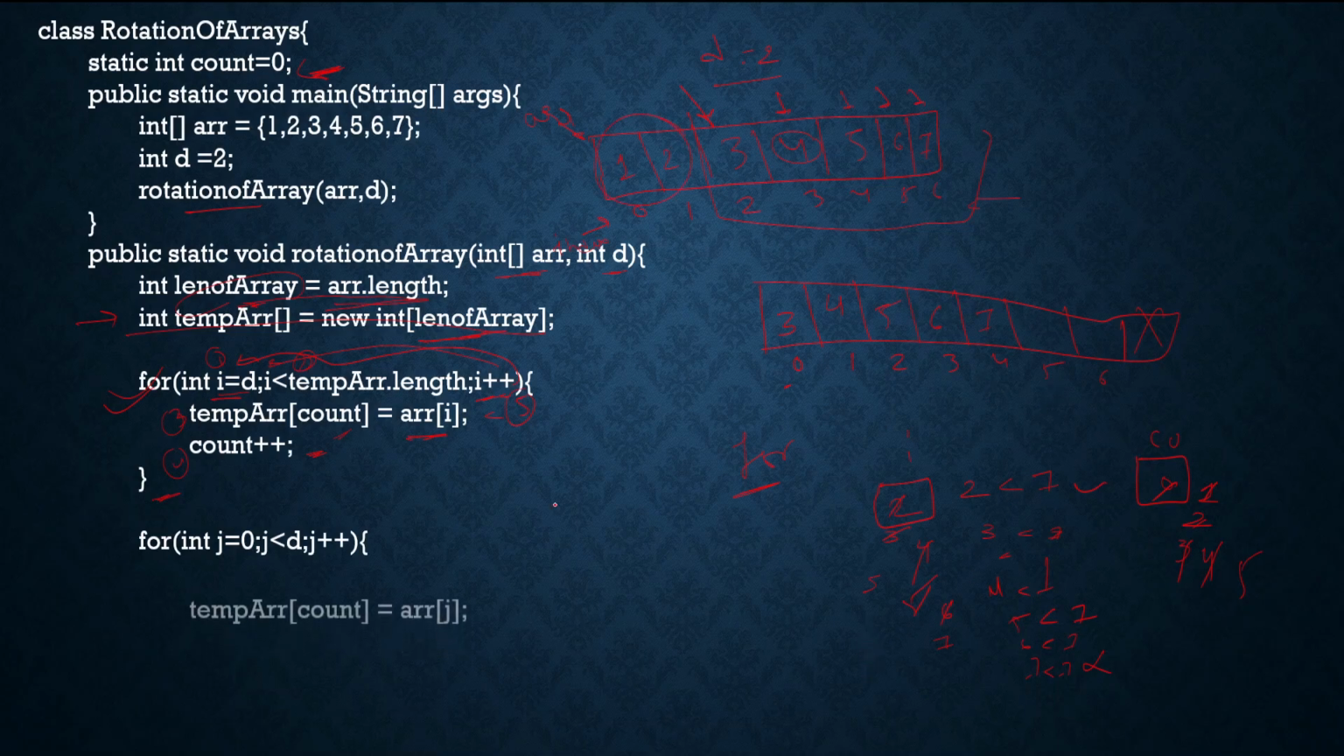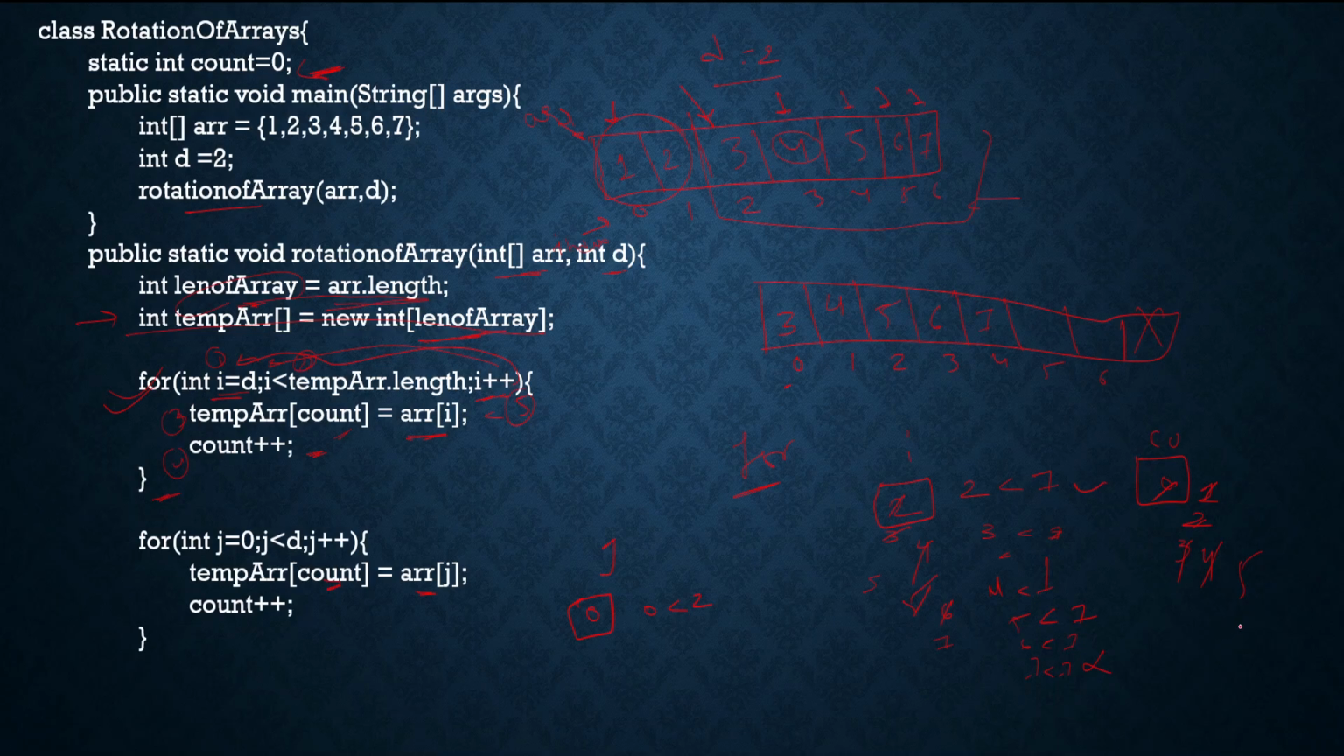So for that, what do I need to do? I need to create one more variable, j. J value is 0. 0 is less than d. Currently d is 2. Passed, and post passing it, what do I have to do? I have to copy the value of array of j. What is j? Array of j is 0 and the 0th value is 1. 1 into the temporary array of count.